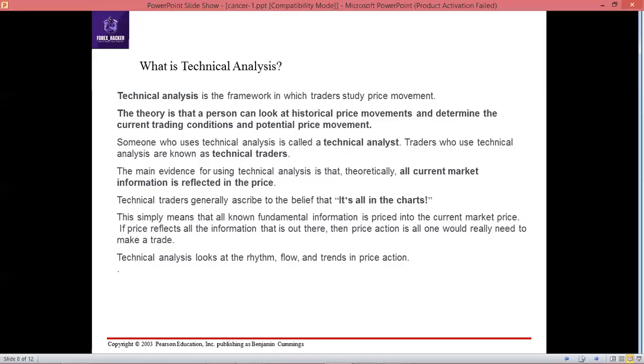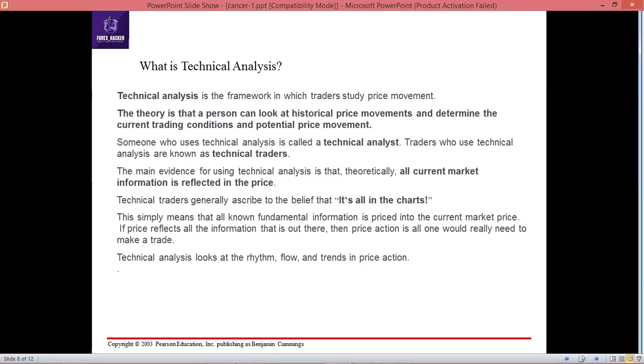Technical traders generally ascribe to the belief that it is all in the chart. They believe that I'm not concerned about fundamentals, I don't need to read any news, I just want to look at my chart and I'll know what is going on. If one economy is good and one economy is bad, it will reflect on my chart. It is very, very true. But you actually need to know fundamentals to know where the market is going in the nearest future.